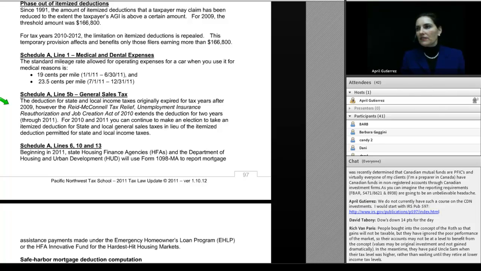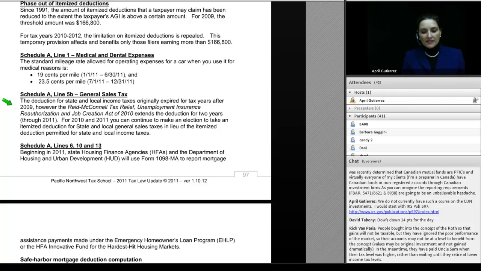That particular deduction came into play with the Bush tax cuts beginning way back in 2001, and it was set to expire at the end of 2009. However, the deduction for sales tax has been extended through 2010 and 2011, so it's still allowed on 2011 returns, but presumably will be gone for 2012.